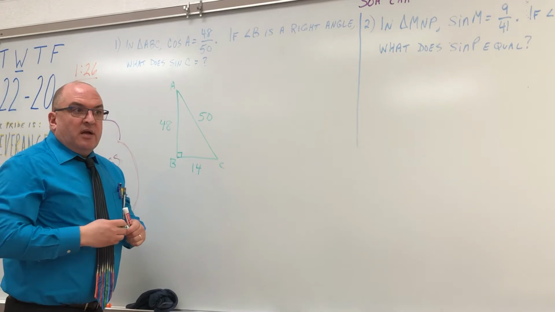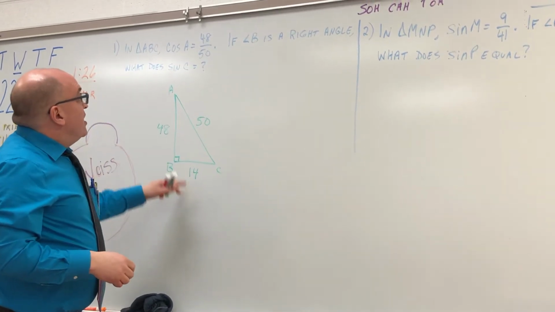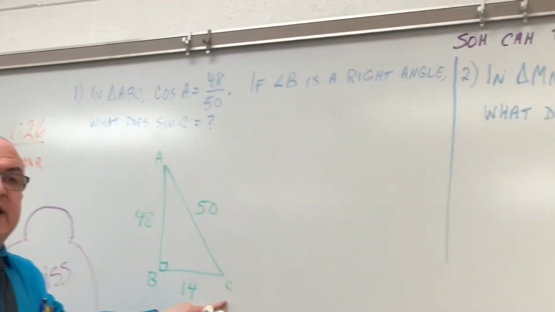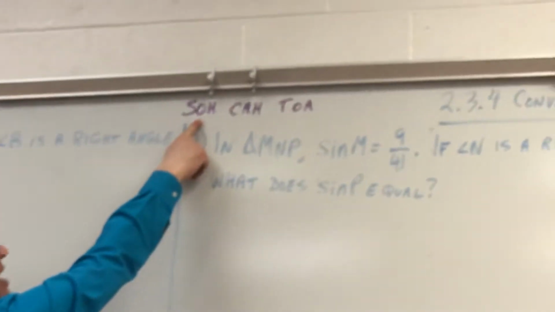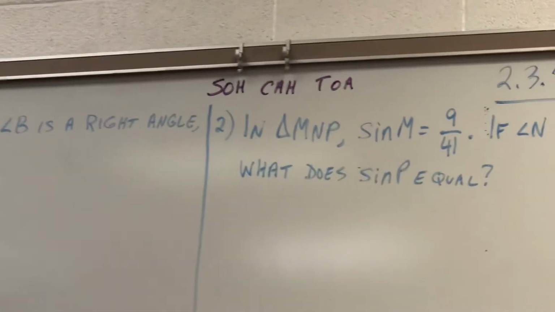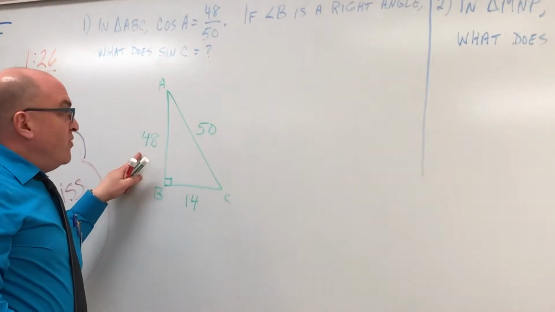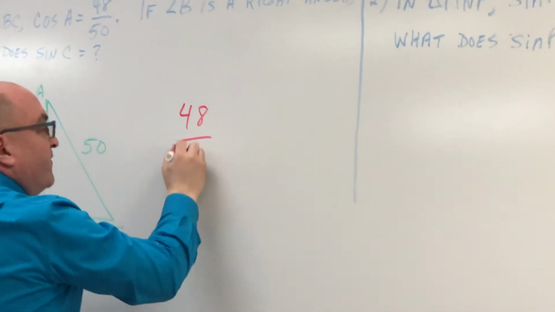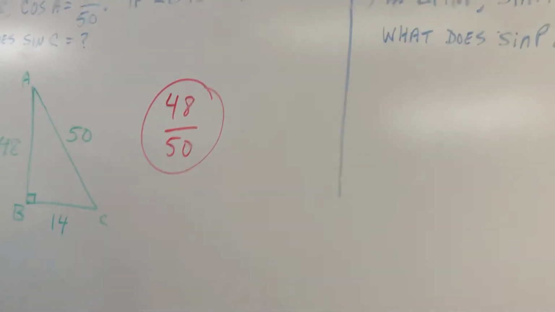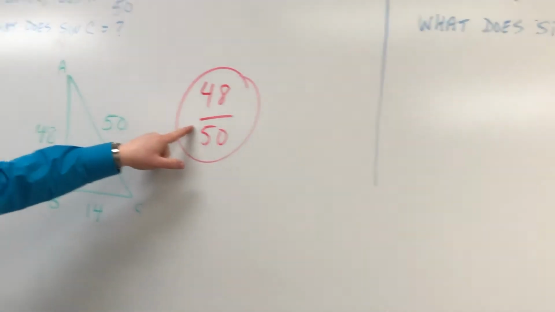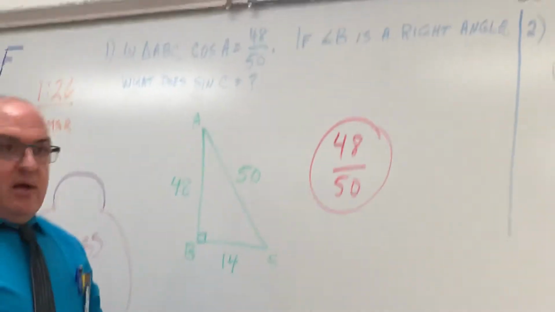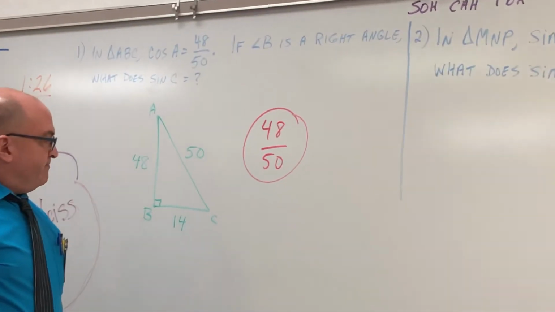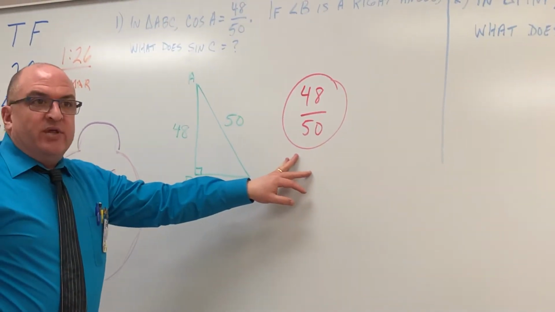All right? So, now the question is, what's sine C? So I look at C. What's sine? Sine is what over what? Opposite over hypotenuse. What's opposite C? 48. What's the hypotenuse? 50. 48 over 50. Now, you might be thinking to yourself, wait a second, Weiss, are you telling me that the answer is the same as the question? I am telling you that. Do you think that's going to happen in every problem? Heck no. But that's how you do this type of problem.